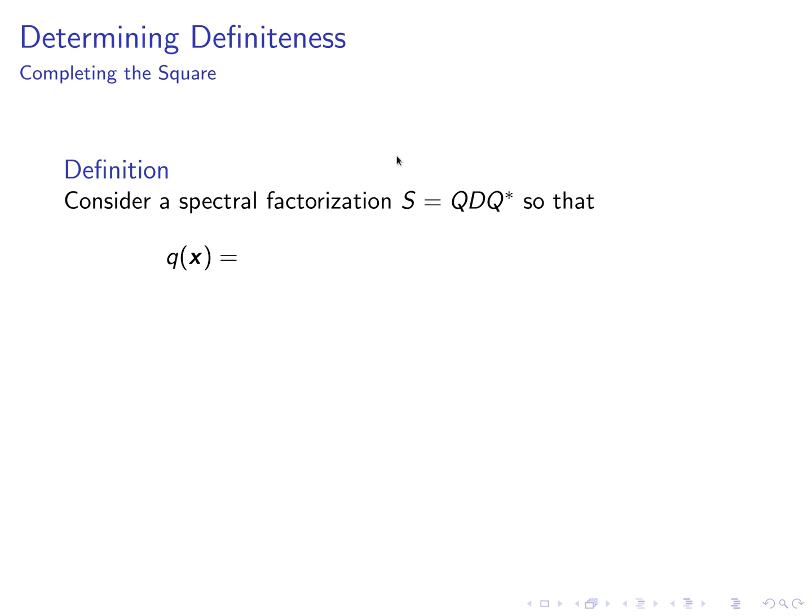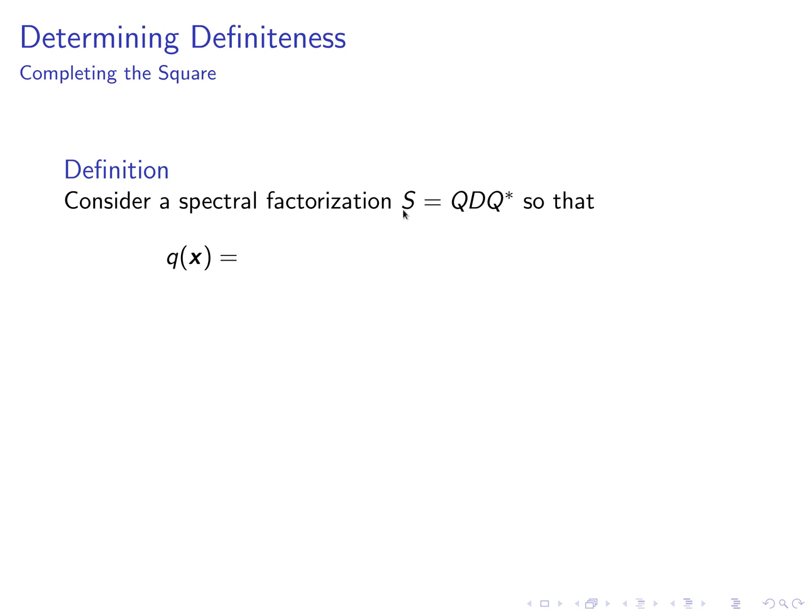And remember what the spectral theorem says is that every Hermitian matrix S factors as Q times D times Q conjugate transpose, where Q is a unitary matrix, meaning that its conjugate transpose is its inverse, and D is a diagonal matrix with real entries on the diagonal. Essentially, this follows from the fact that every Hermitian matrix is diagonalizable, and the eigenspaces of a Hermitian matrix are orthogonal to one another, and all of the eigenvalues of a Hermitian matrix are real numbers.